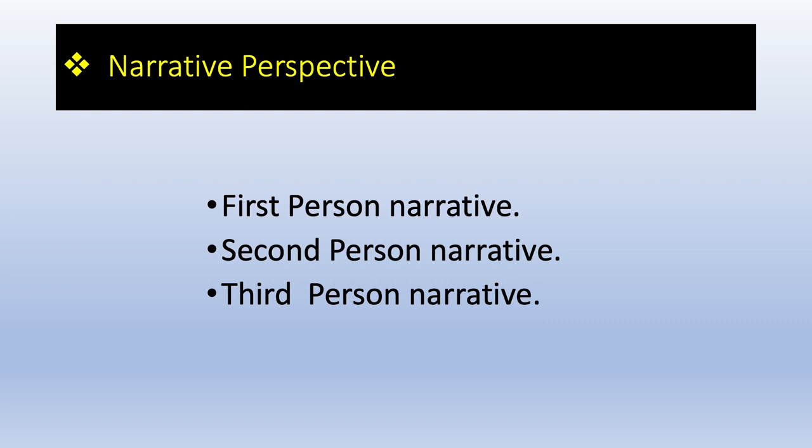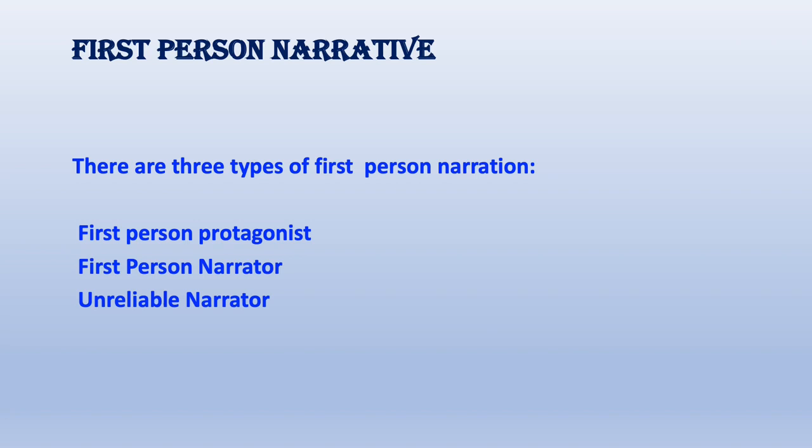There are three types of perspective in literary texts: first person, second person, and third person narrative. When it comes to first person narrative, we have three types: first person protagonist, first person narrator, and unreliable narrator. First person narrative is a mode of storytelling in which a storyteller recounts events from their own point of view.